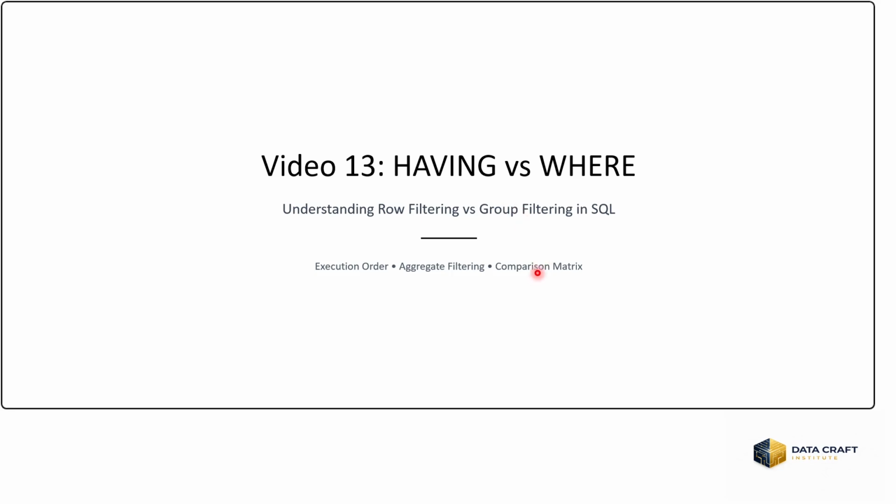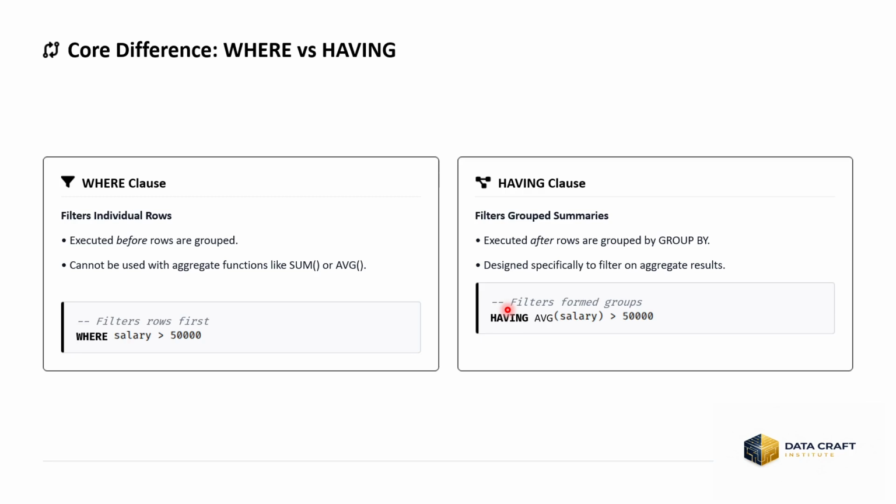So what is having clause? Let us understand the difference between having and where. We know that where is executed before rows are built. Suppose you are building a team of football players, and you want to remove people who are less than 18 years of age. So you remove people before forming a group. Only people greater than 18 years of age will be in your team.